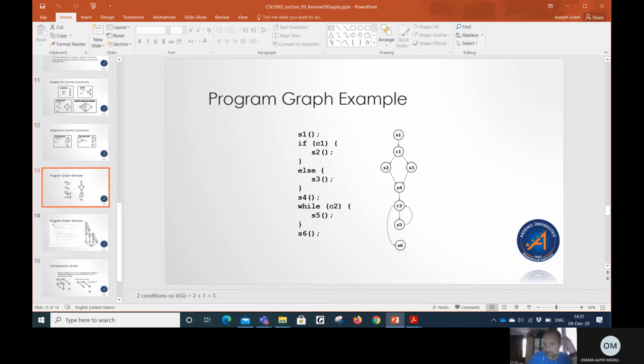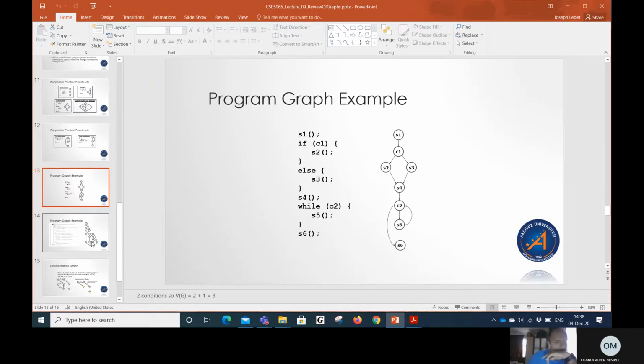So if we look at an example like this, we could represent this set of lines of code as a set of nodes and edges, where we take this line and make it a node. We take this if statement and make it a node. We put what's inside of the if statement here, and the else over here. They both end up leading to S4. Then we have this loop with S5 inside of it, and then finally this S6.